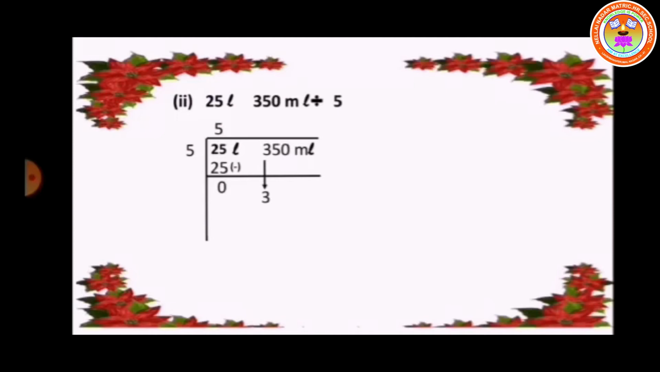So you have to write 0 in the quotient. Bring the next digit 5 down. Now 35. Say 5 table, 7 5s are 35. Subtract 35 minus 35, 0. Bring the next digit 0 down. 0 is not divisible by 5. So you have to write 0 in the quotient. Answer: 5 liter 70 milliliter.